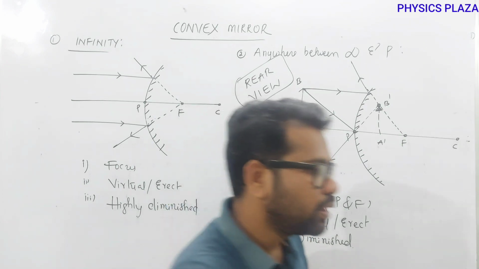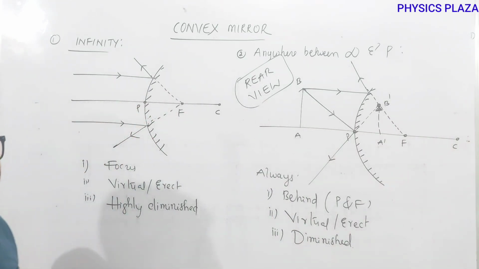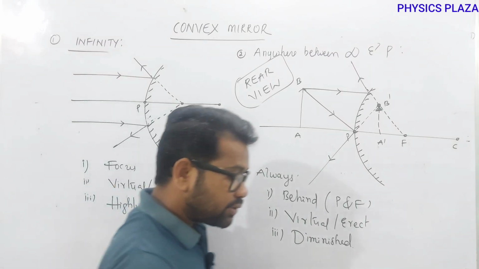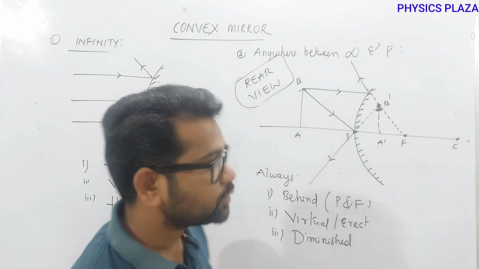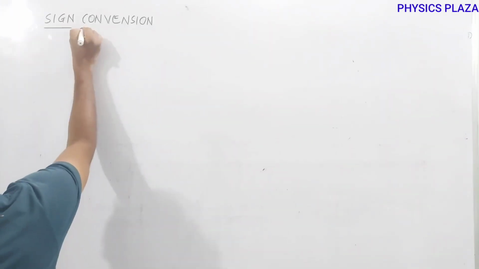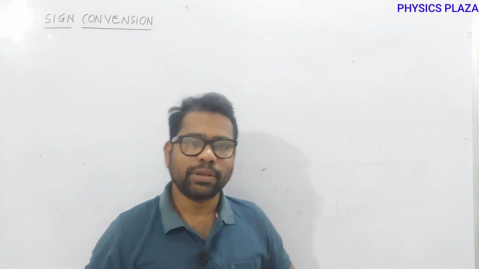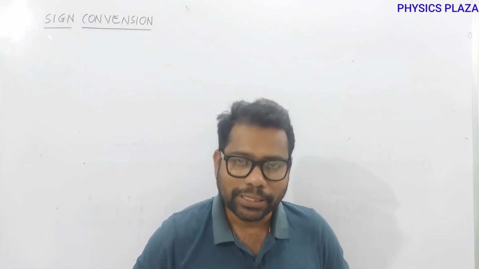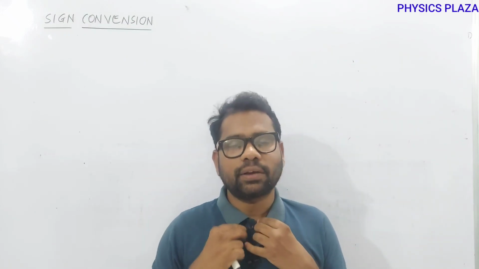Okay children, fine. Now we'll see the sign convention. It's very important, because the sign conventions are very important in order to solve the numericals based on spherical mirrors. Hope it is copied, children. Is it done? Fine. Let us see the sign convention. Whenever we are measuring the distances, how to measure the distances, that is what we are going to discuss under this sign convention.